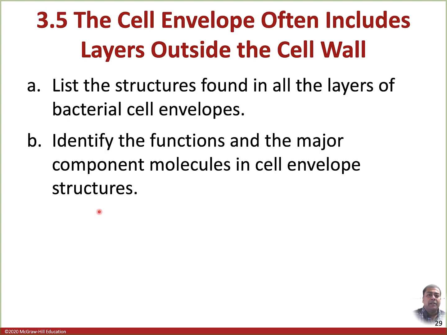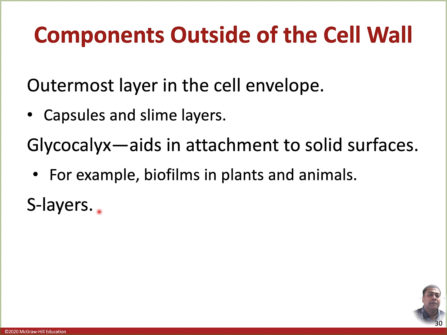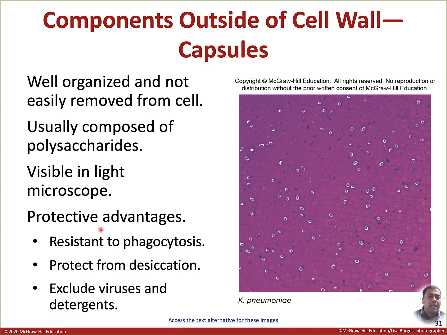The next part that we are going to talk about is the cell envelope, the components outside the cell wall, and the outermost layer: capsule, slime layer, glycocalyx. We are going to talk about this glycocalyx and the S layer, and explain what these are. So the first one is the capsule.